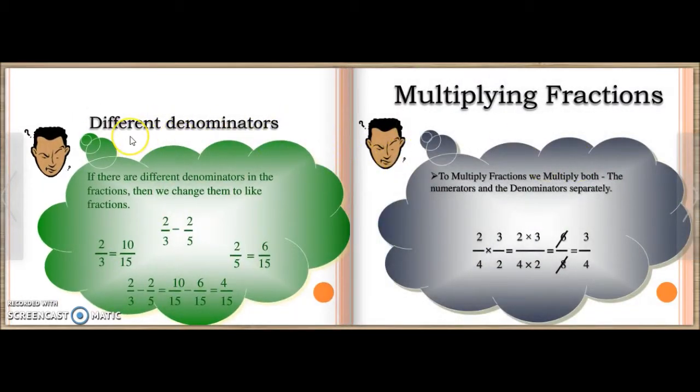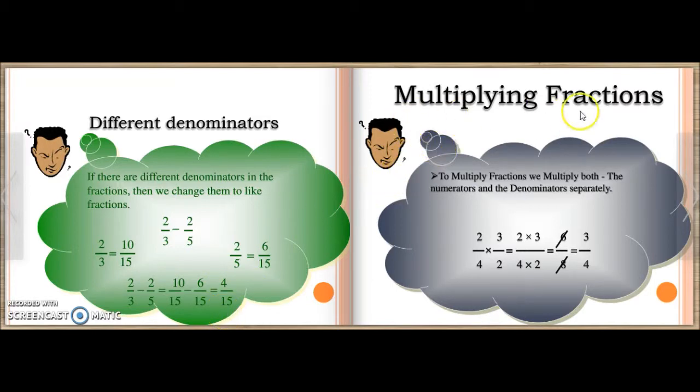Next, let's look at examples of different denominators. If there are different denominators in the fractions, then we change them to like fractions, such as 2 over 3 minus 2 over 5. We change 2 over 3 to 10 over 15 and 2 over 5 to 6 over 15, and we get 4 over 15 as the answer.